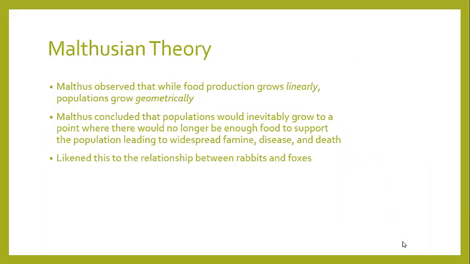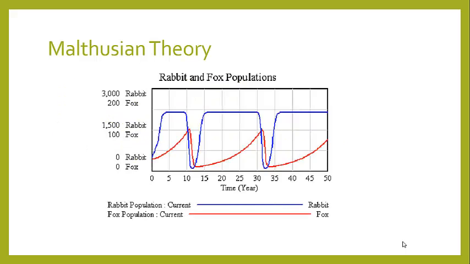Now, Malthus argued that while food production grows linearly, populations grow geometrically. So while food production grows in a fairly straight line, populations are doubling all the time. So Malthus concluded that populations would inevitably grow to a point where there would no longer be enough food to support them, leading to widespread famine, disease, and death. And he likened this relationship to the one found between rabbits and foxes in nature.